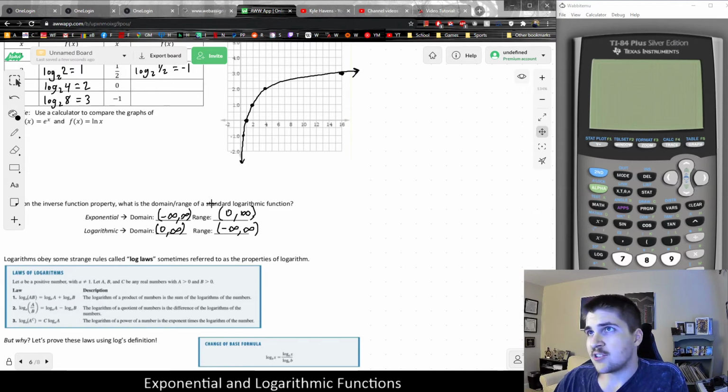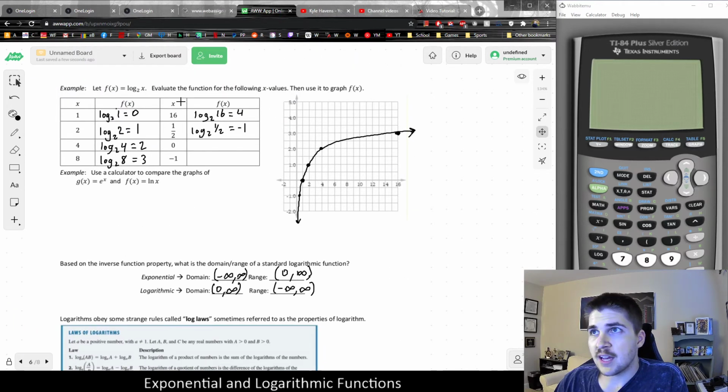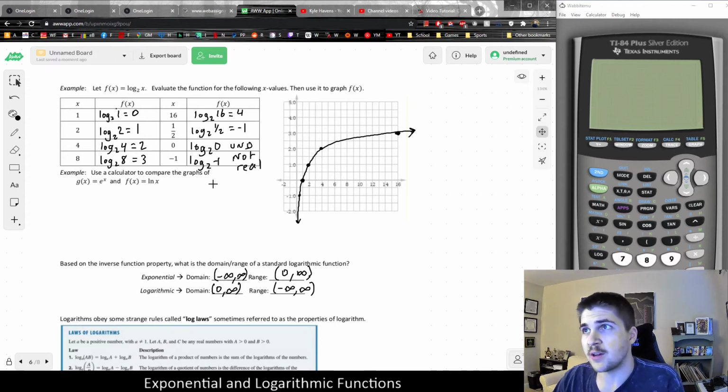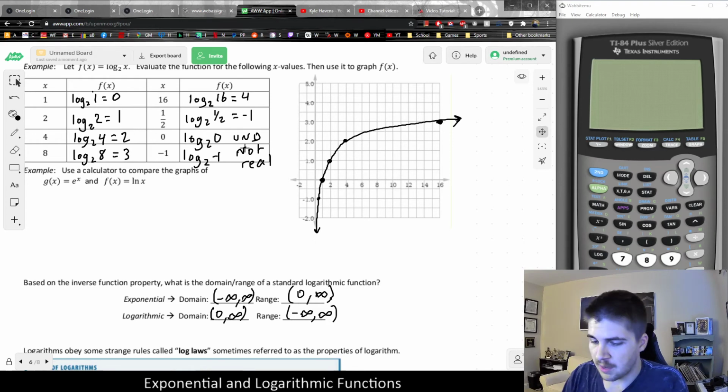And the range is actually all real numbers. Because notice, for the inputs, I only used positives. And again, I didn't try 0, but log base 2 of 0, for the same reason, is undefined. And log base 2 of -1 is not real. So those were sort of trick questions, but basically these are not part of my graph. So all that's being said is that those are not part of the domain.